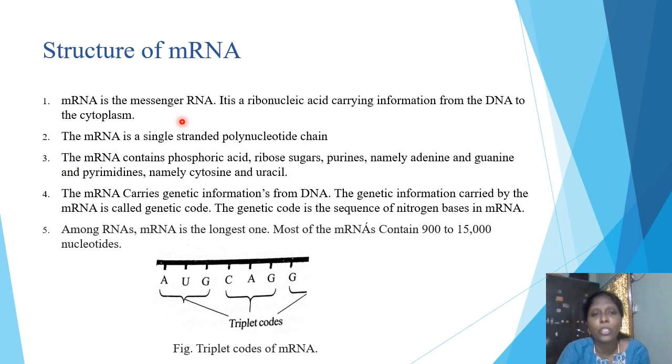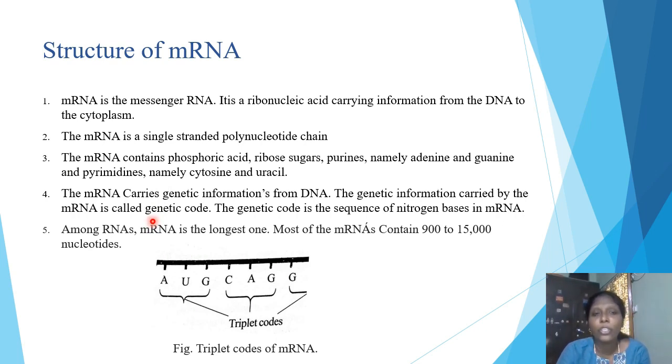So mRNA is a messenger RNA. It is a ribonucleic acid carrying information from the DNA to the cytoplasm. The mRNA is a single-stranded polynucleotide chain. The mRNA contains phosphoric acid, ribose sugar, purines, namely adenine and guanine, and pyrimidines, namely cytosine and uracil. The mRNA carries genetic information from DNA.